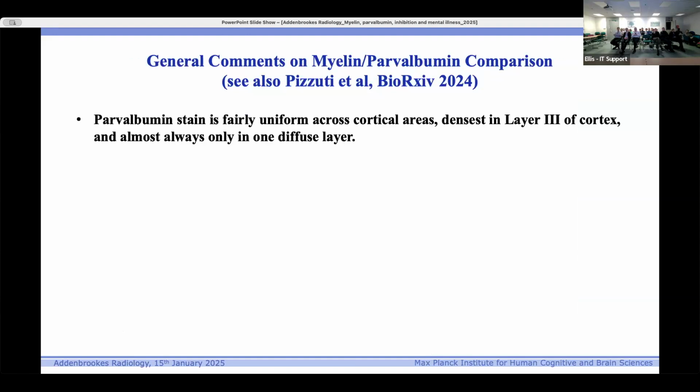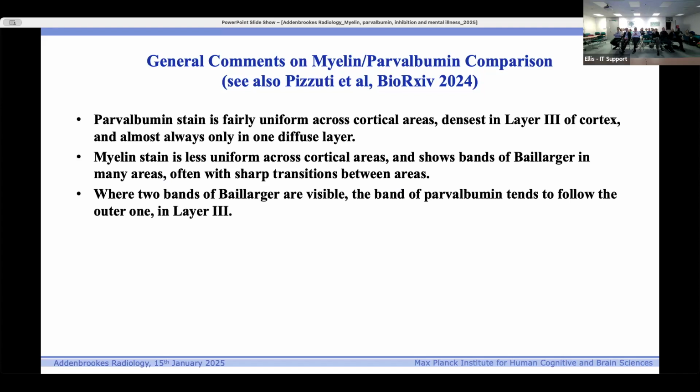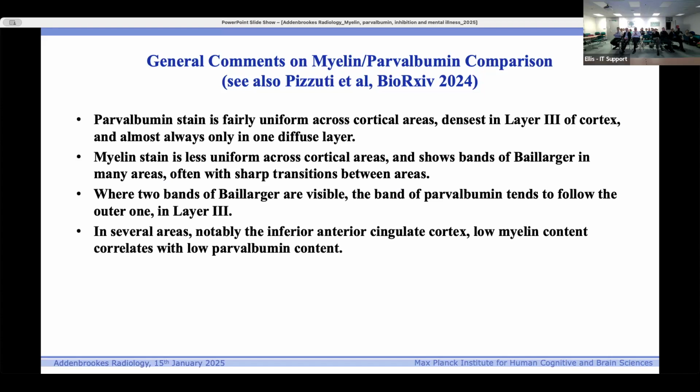Now, what I found was that the parvalbumin stain is fairly uniform across cortical areas. It doesn't vary that much between different cortical areas, but the myelin stain is less uniform. There tends to be one very broad diffuse band of parvalbumin, but the myelin can lie in quite sharp layers.